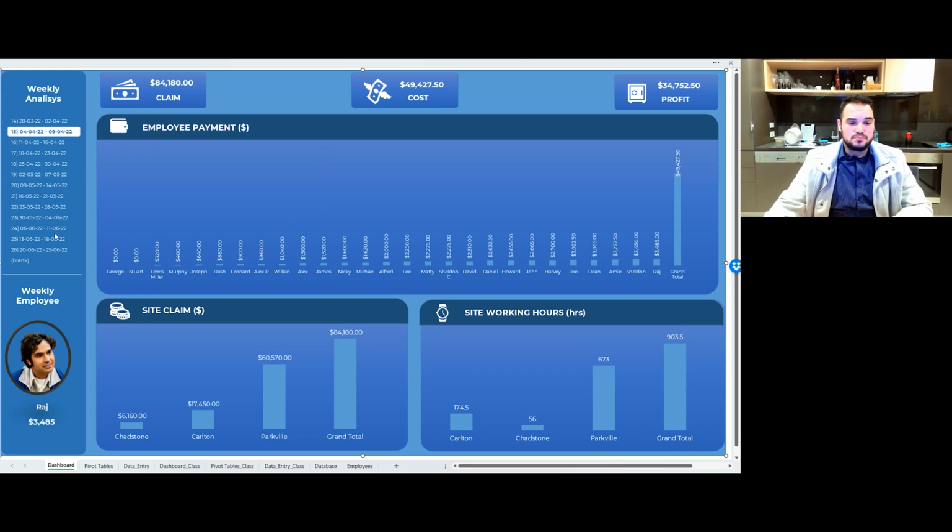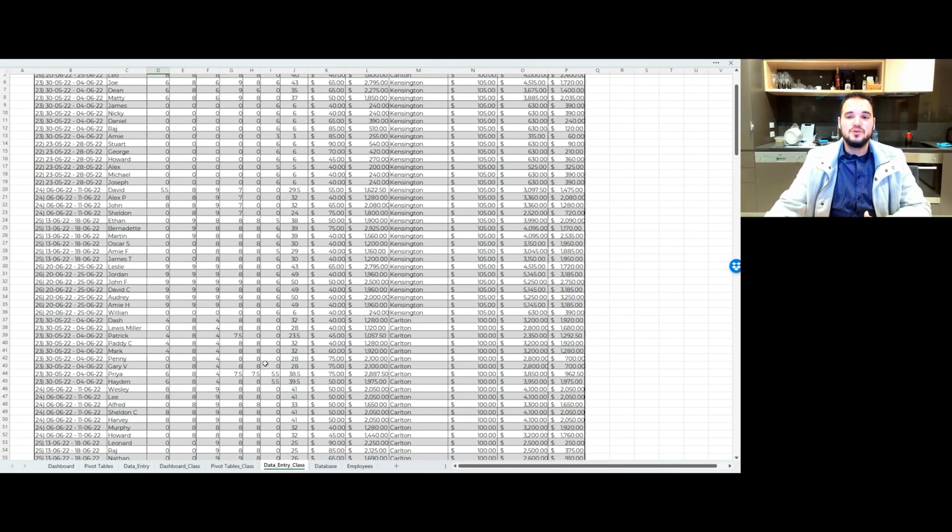There are a few important things that we will create. Here you can see how much you're going to claim from the client. In this case, on week 15 of 2022, which was from the 4th of April to the 9th of April, you had to claim $84,180. However, the cost was $49,427.50. Therefore, the profit was $34,752.50.